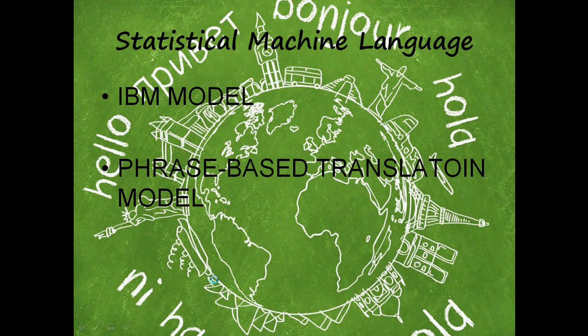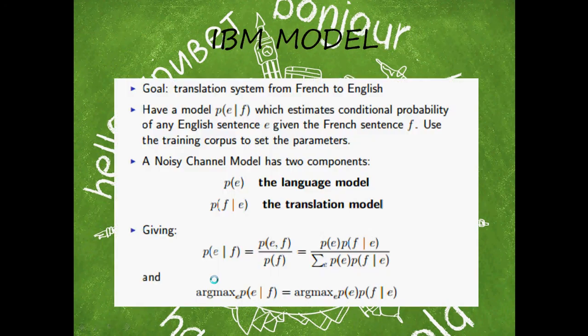The most important method today is statistical machine translation. The first application is the IBM model, and on the basis of the IBM model, we have the phrase-based translation model, which is widely used in many translation machines, including Google Translate. Let's start with the IBM model.